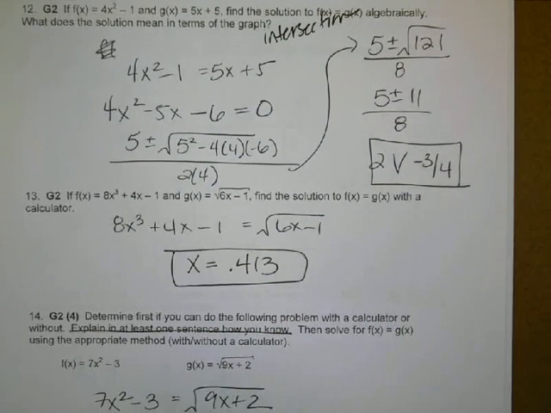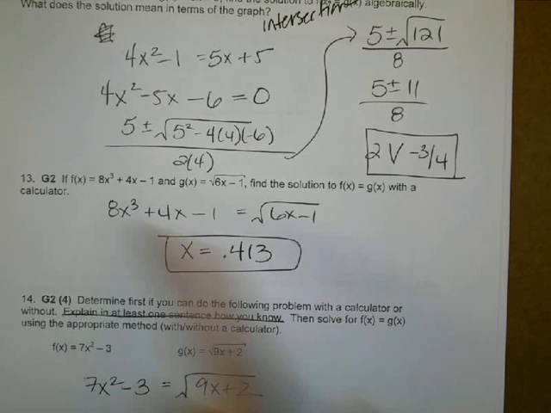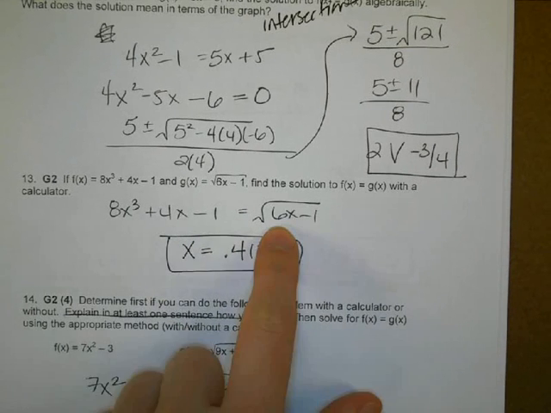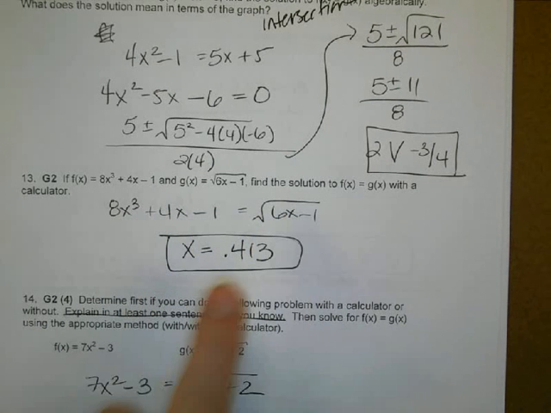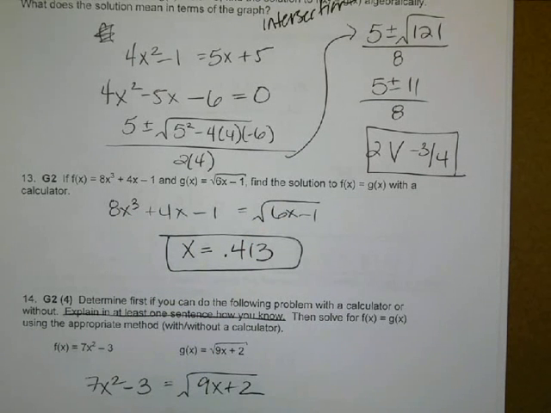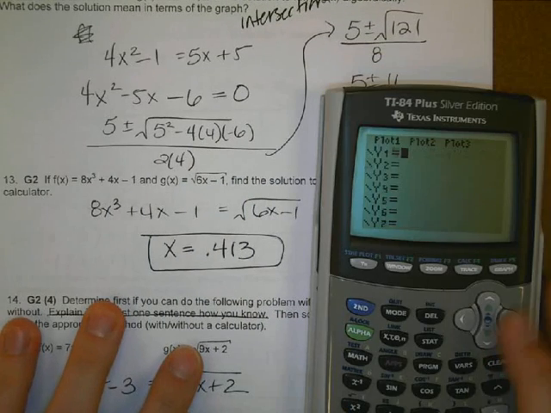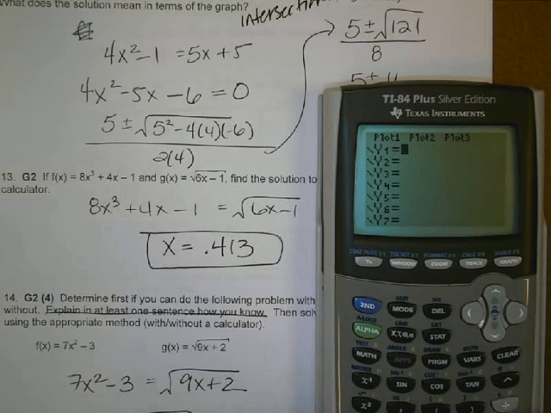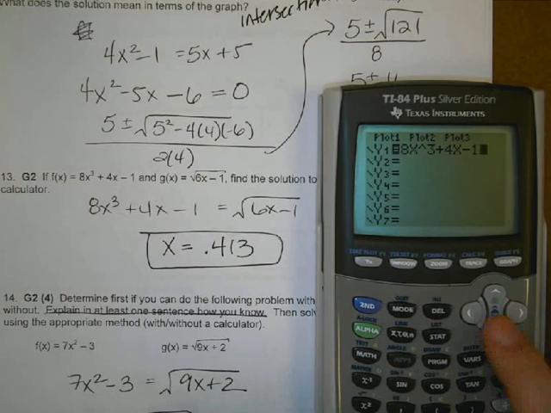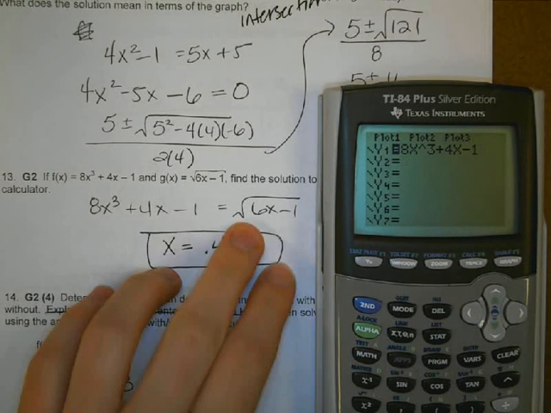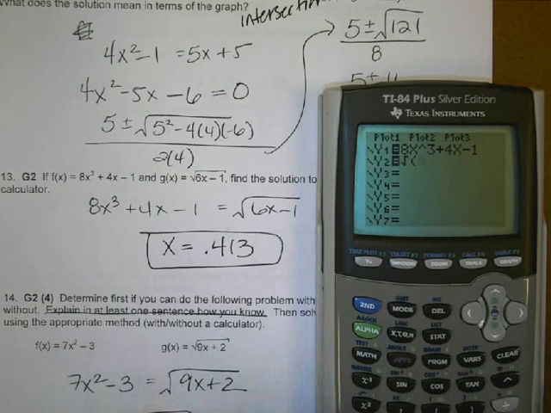Then for 13, this one is solving with a calculator, so you end up getting that solution, and this is graphing it, so graphing both sides, and then finding the intersect feature. And maybe we just need a quick little review on that. Okay, so if you were to graph that, 8x cubed plus 4x minus 1, and then is equal to the square root of 6x minus 1.